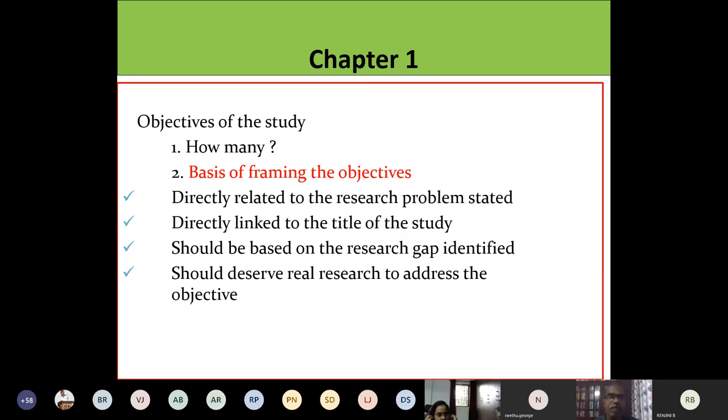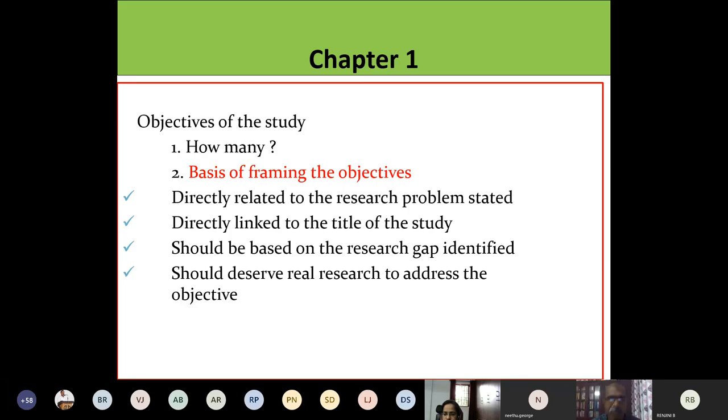And always remember, the objective you place should deserve real research. If a particular objective can be answered by you even without conducting a survey or analyzing data, what is the need of that objective? That is my question. If an objective can be identified or proved without conducting a survey or analyzing the data, that objective is not researchable. You don't need to conduct research; your logical reasoning is enough. So you should be very careful about fixing the objectives.